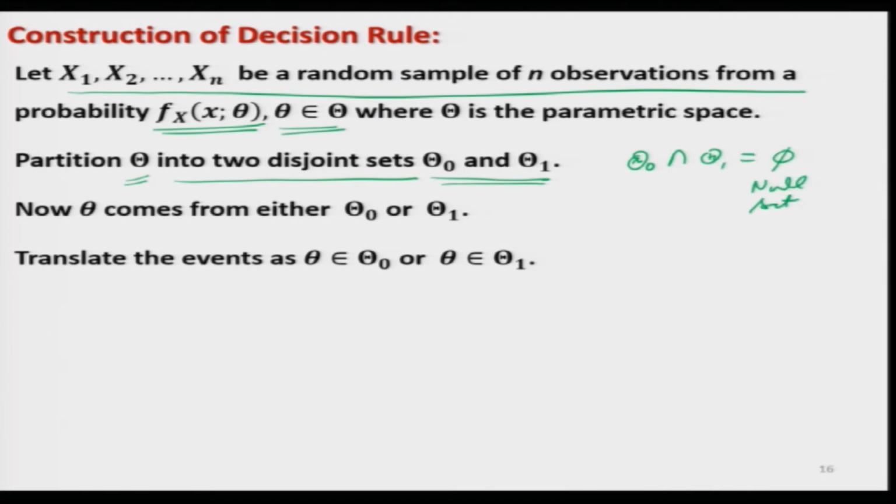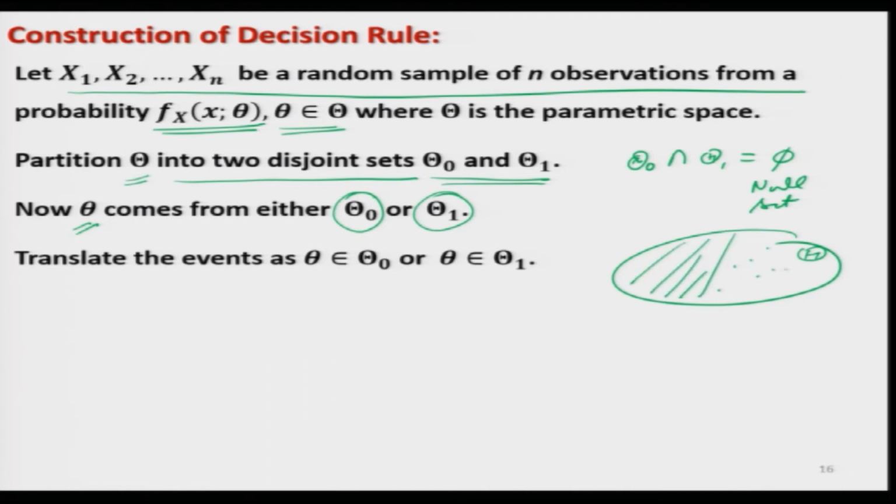Now, what we want to know is whether this theta is coming from capital Theta 0 or capital Theta 1. So, essentially if I say this is my capital Theta, we are trying to partition it into two parts, one part like this and another part like this, and we want to know, now that a random sample has been observed, whether, based on that, theta will belong to Theta 0 or to Theta 1. Whatever we want to know, whether theta belongs to capital Theta 0 or capital Theta 1, this has to be translated as an event.